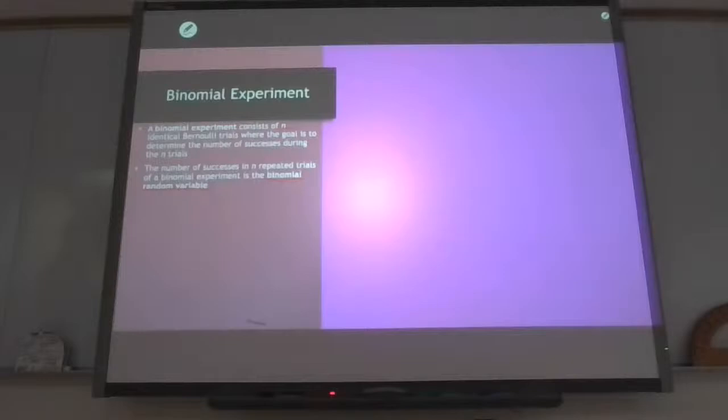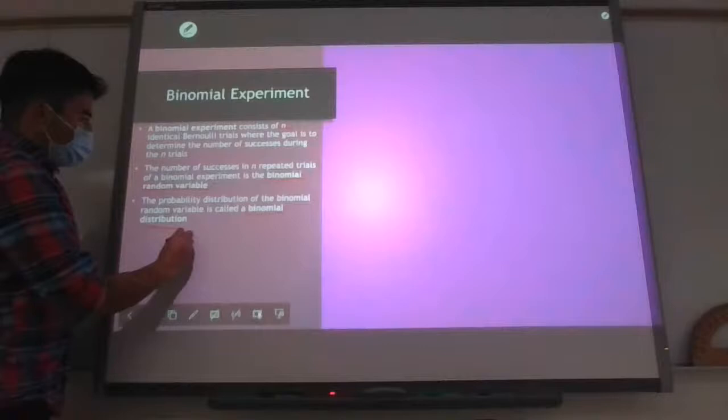So the number of successful trials is going to be your binomial random variable. And again, random variable, we talked about this already. It's basically a variable that varies depending on the experiment, right? So in this case, our variable is actually the number of successes that we have. And the probability distribution, the actual distribution graph attached to this binomial experiment, is called a binomial distribution. So that's pretty easy. The probability distribution of the binomial random variable is called a binomial distribution.